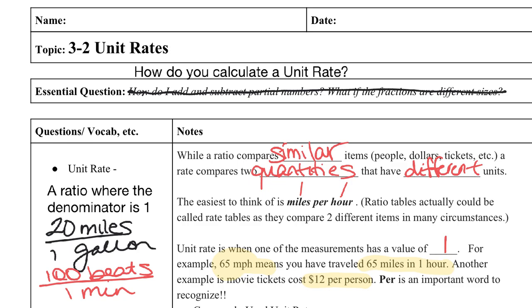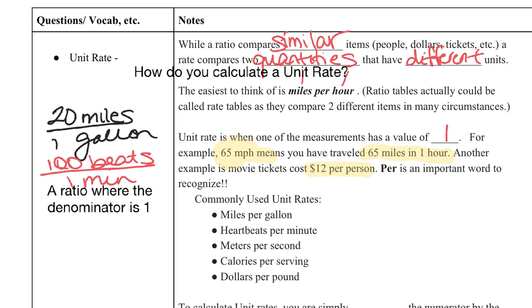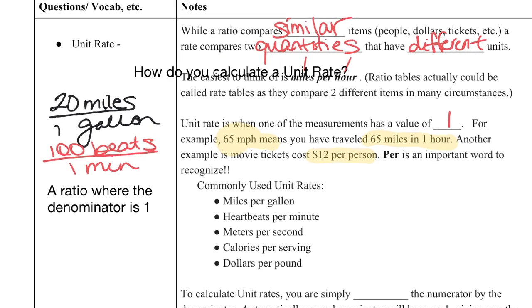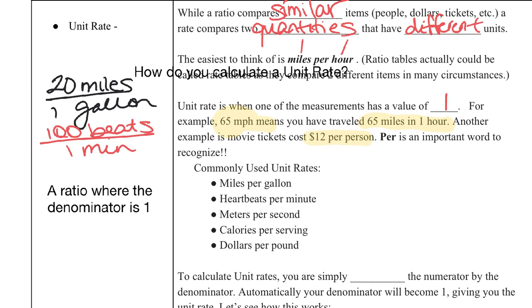So that word per, let me move it up here. That word per is important. I hate that the definitions move like that. Sorry, guys. That word per is an important word to recognize. The word per means divide.